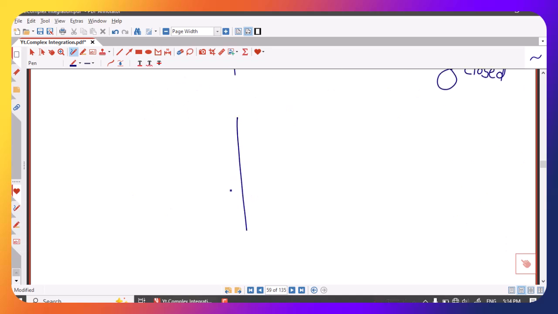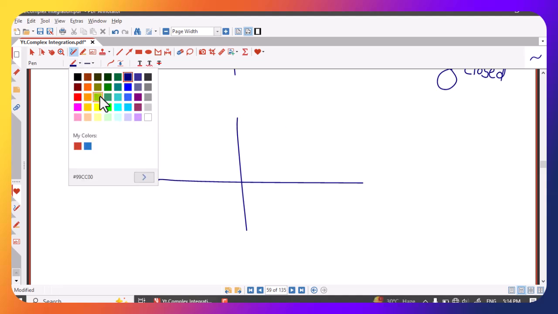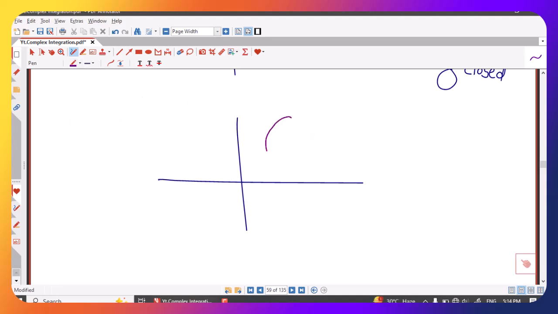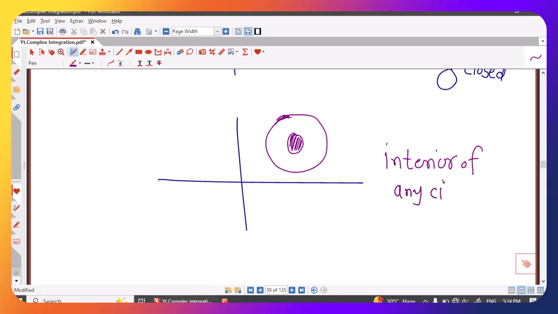Similarly, if we take any circle in the complex plane, for example, suppose I consider any circle in the complex plane, then it is simply connected domain, because if I take any contour inside this circle, then all the points interior to this simple closed contour are points inside this circle. So interior of any circle, if we consider interior part of any circle, then that is simply connected domain, or interior of any circle is called open disk.